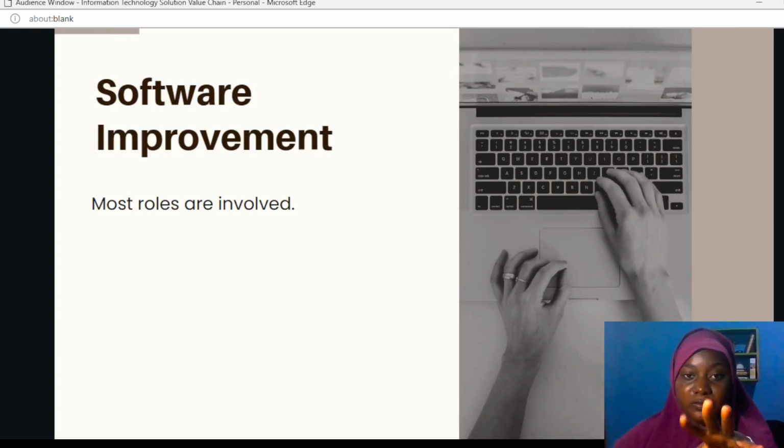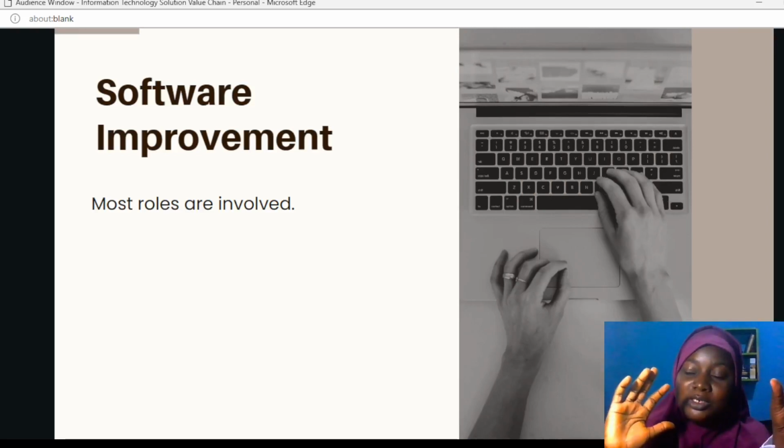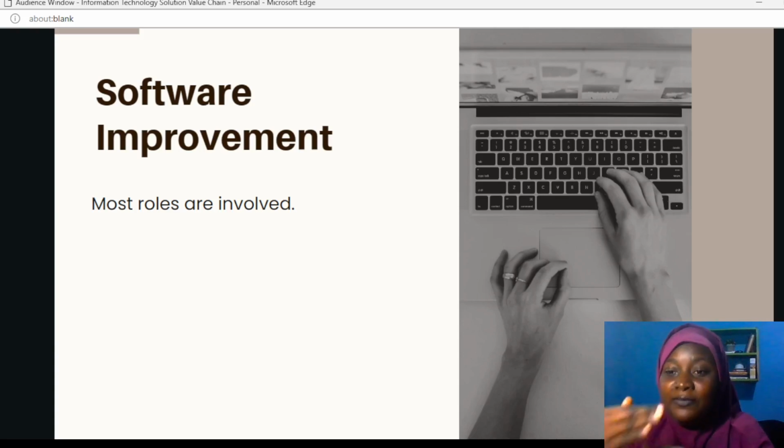Software improvement. So after you've released your software, they don't just forget about it. There's a need for continuous improvement, and most of the roles already mentioned are still the roles that are involved in this. So there is nothing new here.